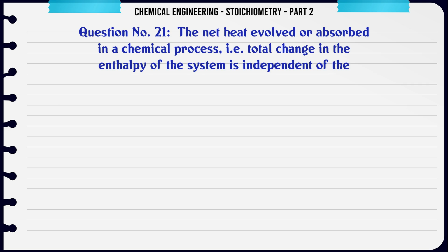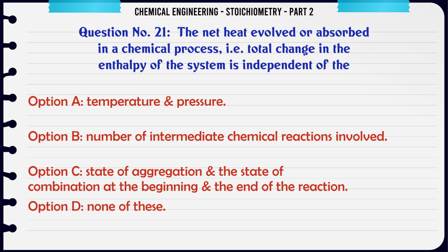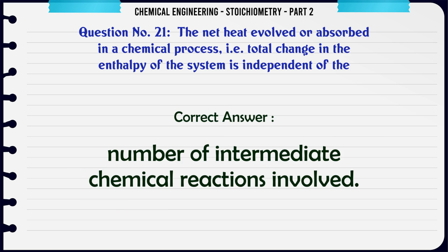The net heat evolved or absorbed in a chemical process, i.e. total change in the enthalpy of the system, is independent of the: A temperature, pressure, B number of intermediate chemical reactions involved, C state of aggregation, the state of combination at the beginning and the end of the reaction, D none of these. The correct answer is number of intermediate chemical reactions involved.